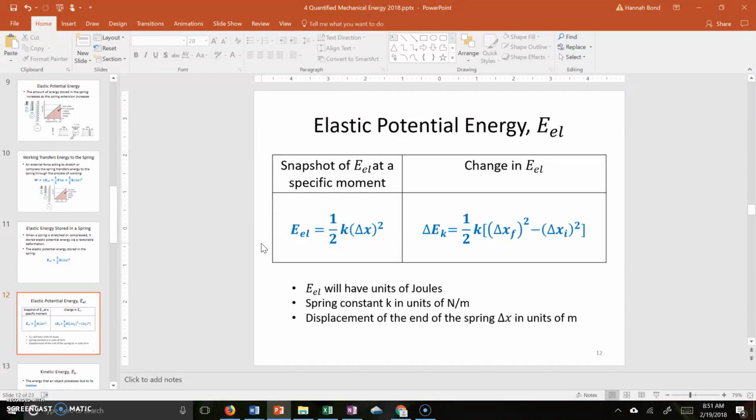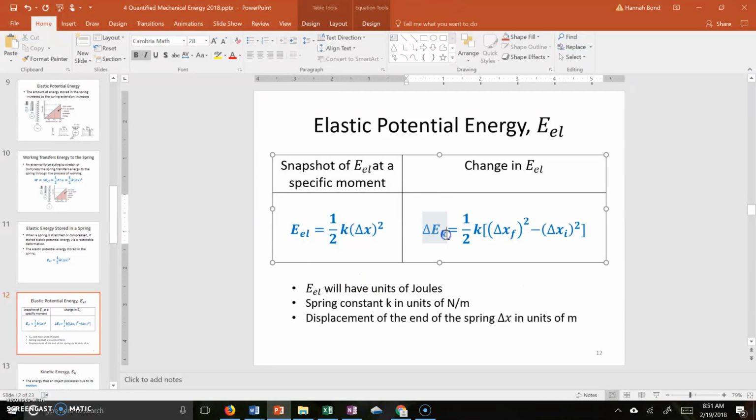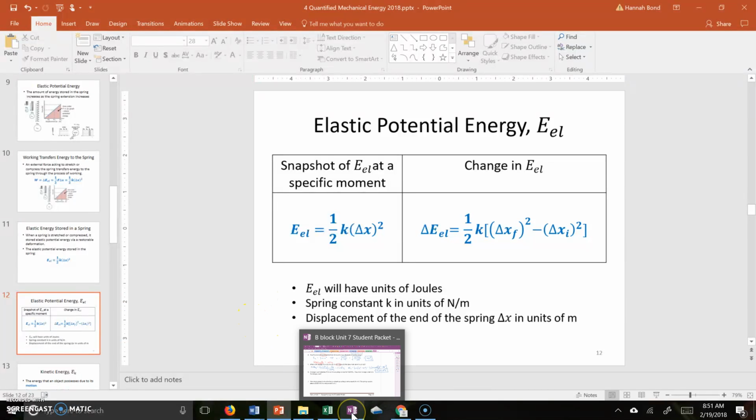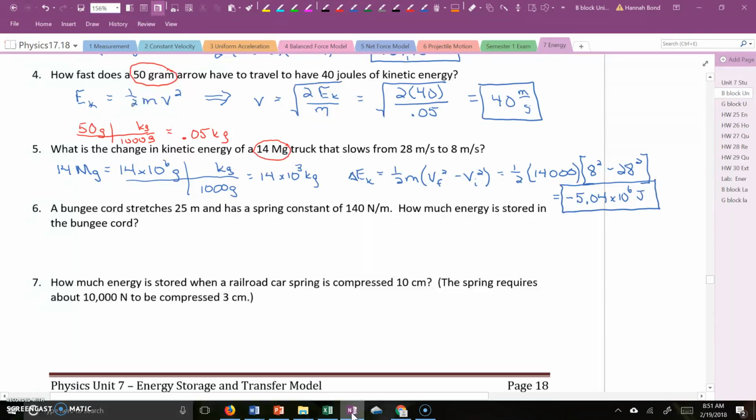In order to get the elastic energy in joules, you must use standard units. And so the spring constant K needs to be in units of newtons per meter, and the displacement of the end of the spring, that's called delta X, that needs to be measured in meters. There are a couple of examples in the student packet on page 18. This is in section D. So let's look at number 6 and 7 here.